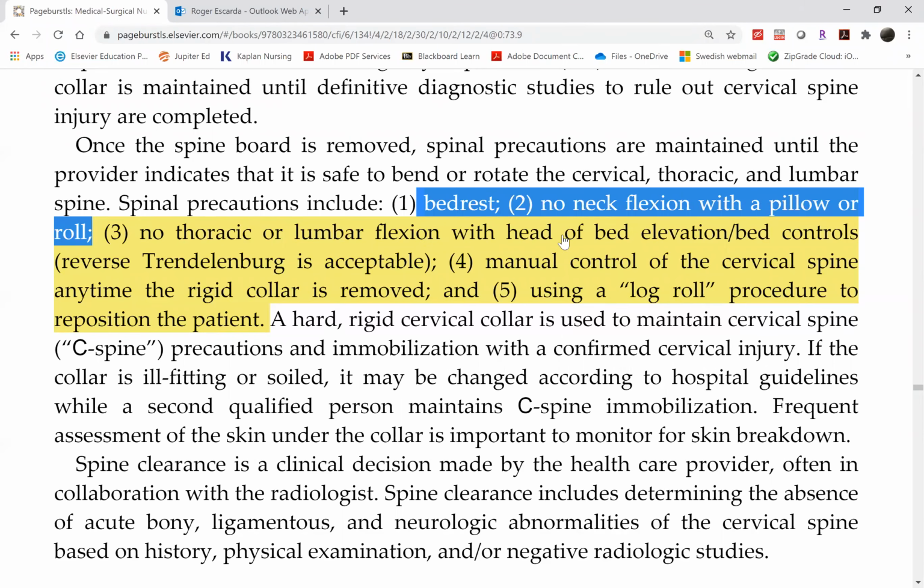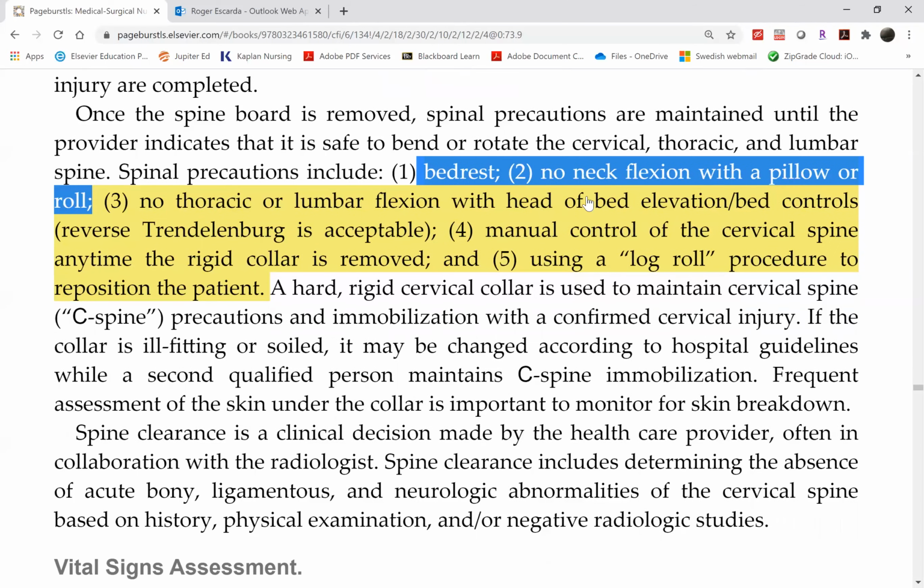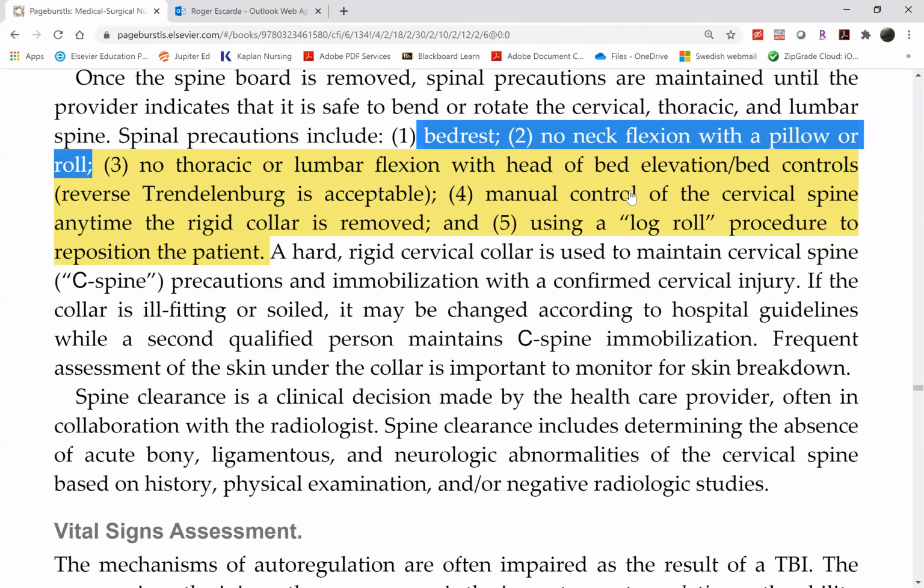If there's an airway problem, then we can do reverse Trendelenburg instead of Trendelenburg. Manual control, if ever we're dressing the patient or whatever we're doing, let's say intubating the patient. Make sure whenever the rigid collar is off, that somebody's holding the head steady. And whenever we have to roll the patient, because we still have to take care of pressure ulcer prevention, we'll always log roll the patient. Or when we're doing hygiene, for instance, or putting the patient on a bedpan.